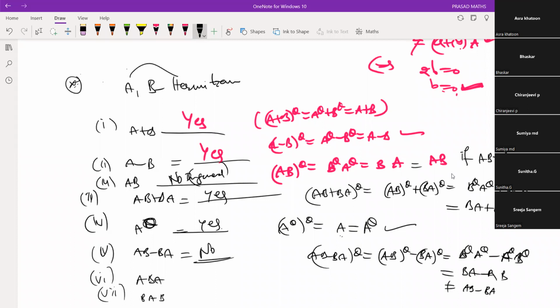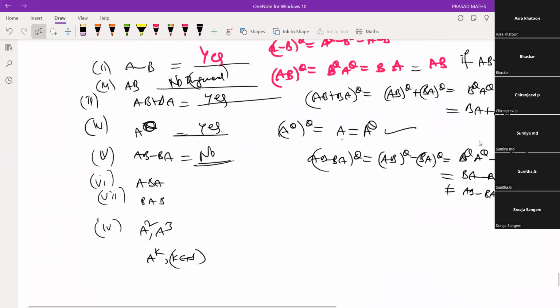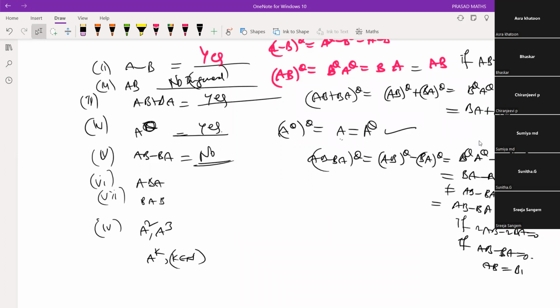But it is Hermitian if you take this equal to AB minus BA. But if this happens, what is this? 2AB minus 2BA is 0. That means AB minus BA is 0. That means AB equals BA. That means it is a zero matrix.